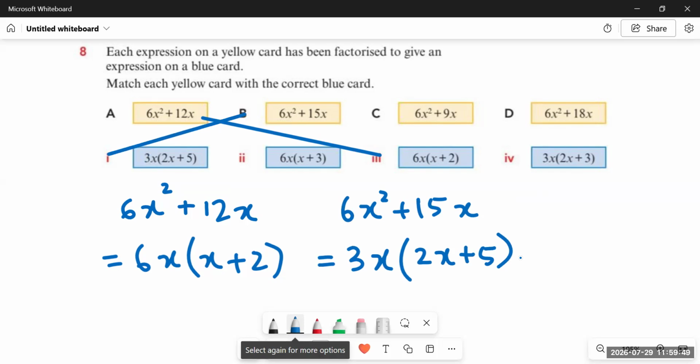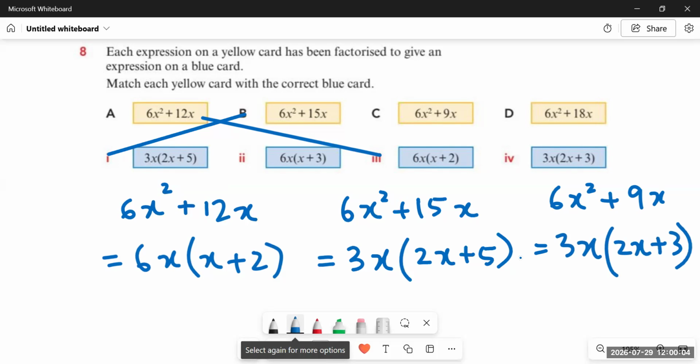Next we have 6x squared plus 9x. So we know that between 6 and 9 we have 3 in common, and x squared and x, it's 3x, and we are left with 2x plus 3 because 2 3s are 6 and 3 3s are 9. So the fourth one matches with part C, and of course D matches with number 3, and we can check it as well.